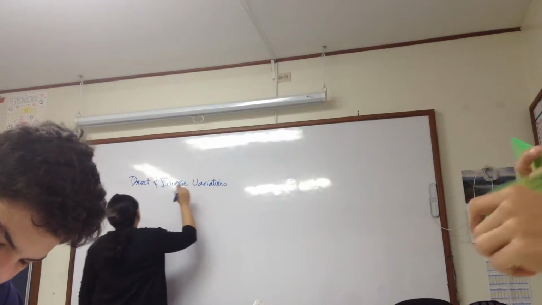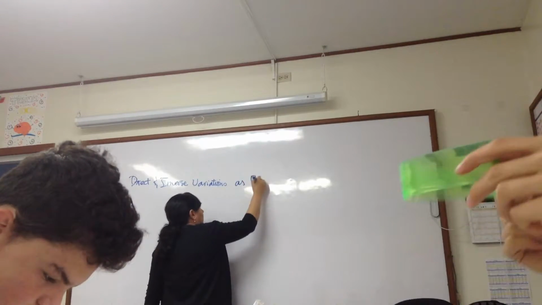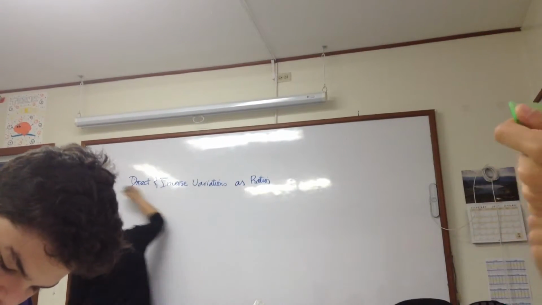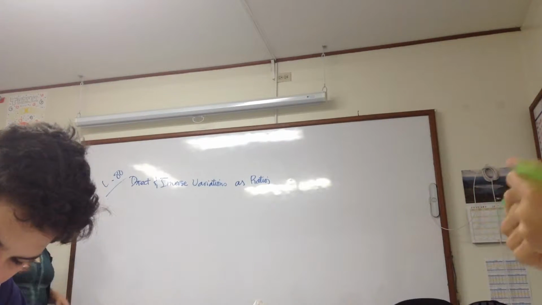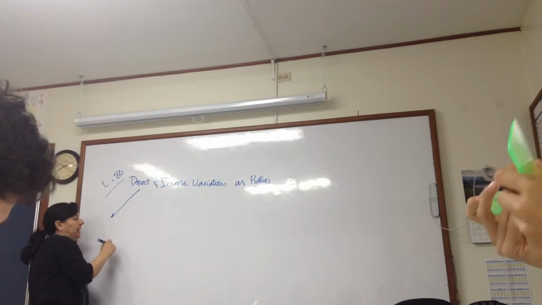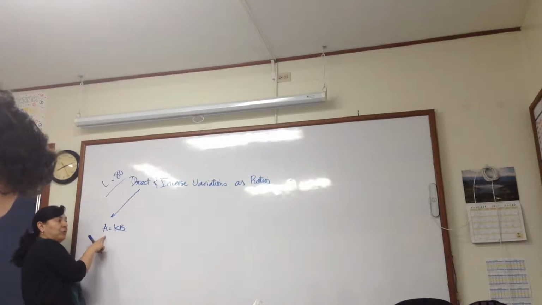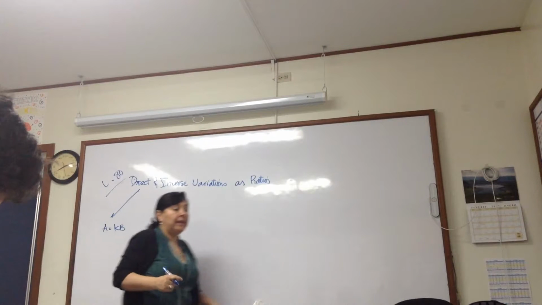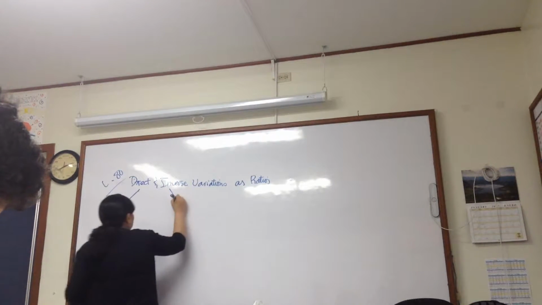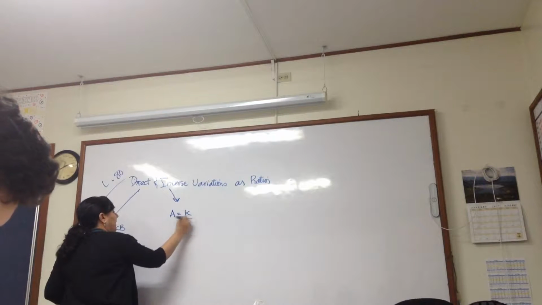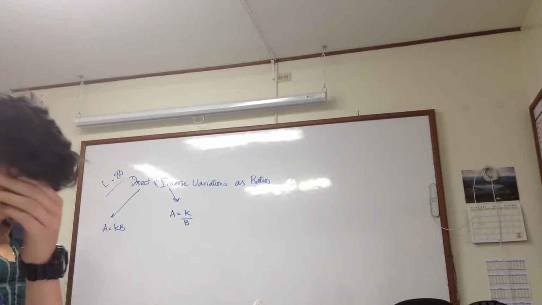We've seen variations, not as ratios. Just a quick reminder, Lesson 8: direct, you multiply; inverse, you divide. Direct, you've done, and you do it like this: A equals KB. If this one rises, this one rises. The other one, A equals K over B. If this one rises, this one goes down, or vice versa, correct?